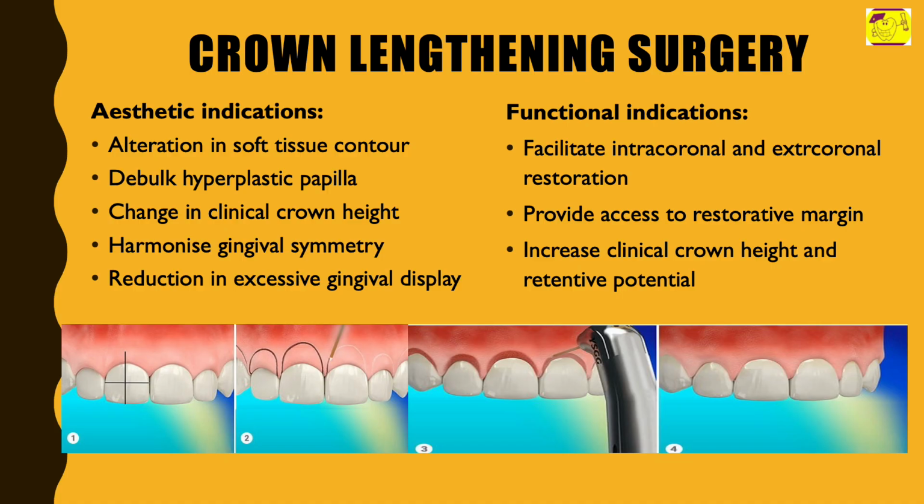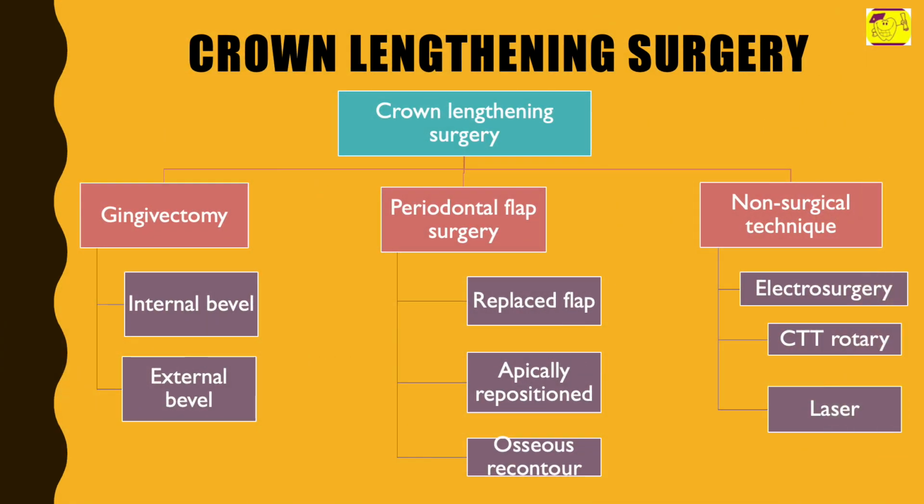The functional indications of this procedure are to facilitate intracoronal and extracoronal restorations, to provide access to restorative margins, they are talking about the finish line, and to increase the clinical crown height and the retentive potential. So when it comes to crown lengthening surgery, the commonly used procedures are gingivectomy, which I just discussed with you, periodontal flap surgery, and non-surgical techniques.